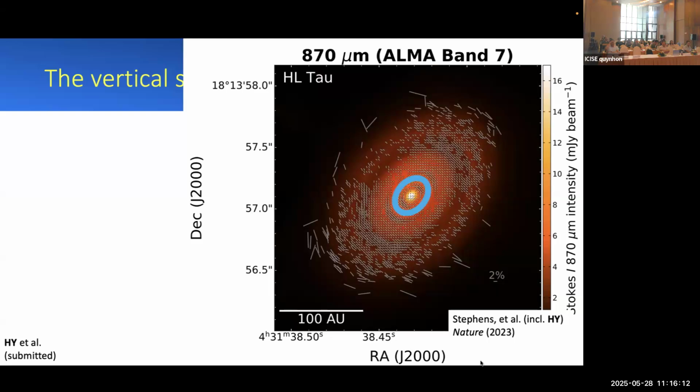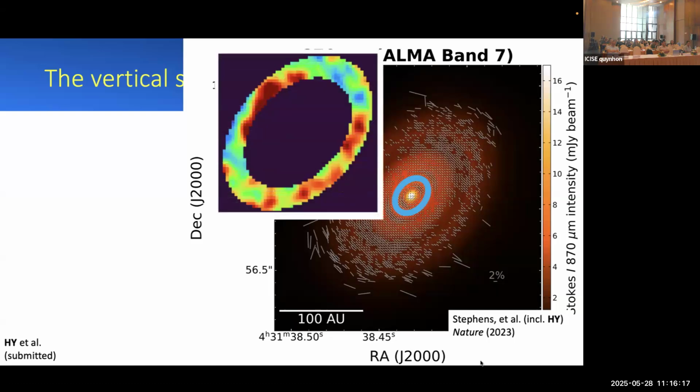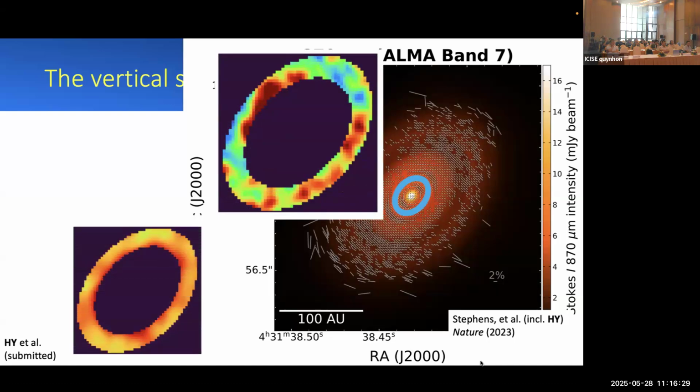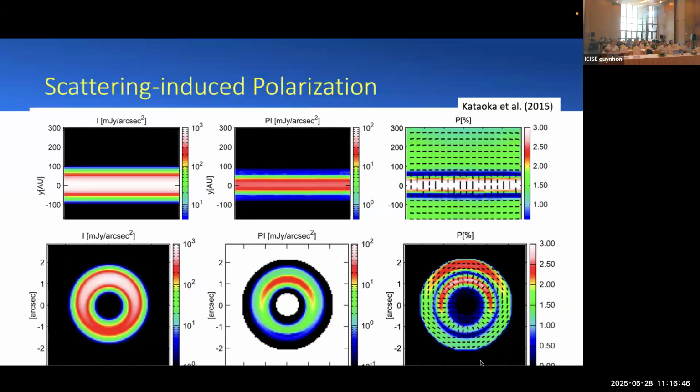So let's move to a slightly larger scale than the inner disk and go to the first ring of the system. This is what we see in the polarized intensity in the first ring. You can see that the polarization is higher here along the minor axis than there along the major axis. This is what you will see with the simplest scattering-induced polarization picture. You will see a rather uniform polarization pattern across this first ring.